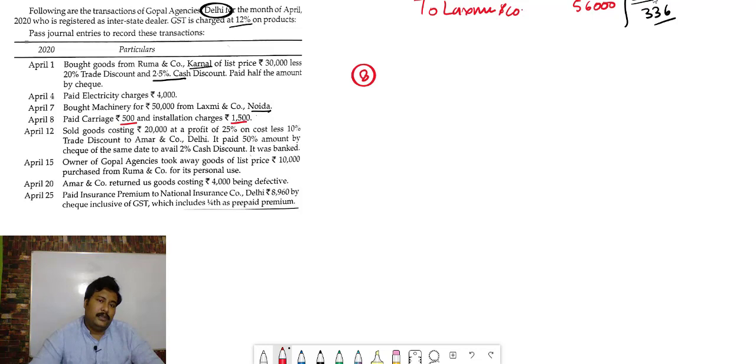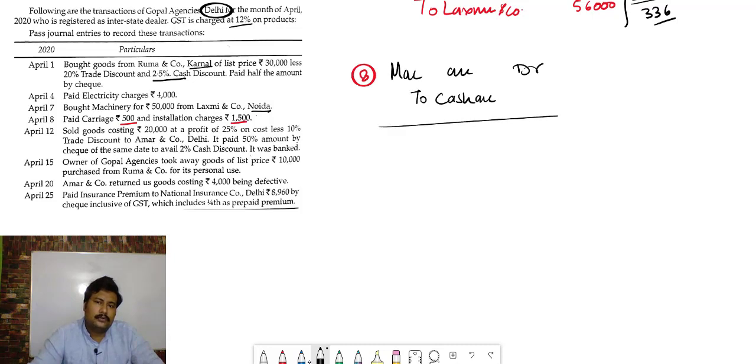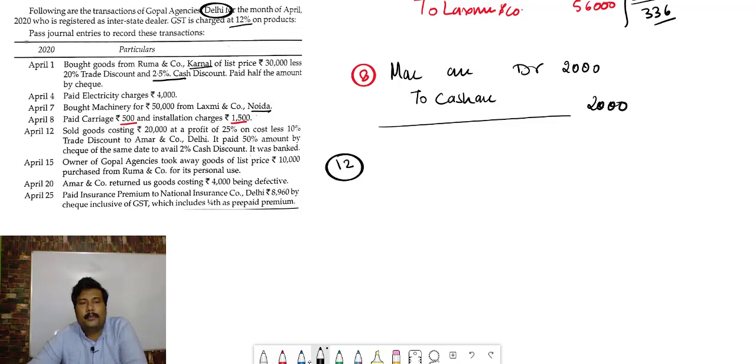So, it will be what? Machinery account debit to cash account. How much? 2,000. Now April 12. April 12, you see properly.